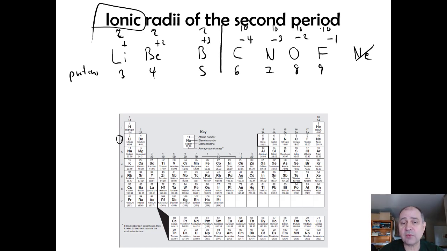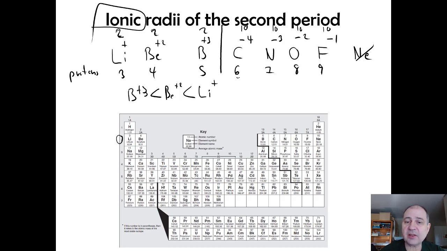So if we were to go from smallest to largest, we would start with boron plus 3, which is smaller than beryllium plus 2, which is smaller than lithium plus. And then among the anions we would now have fluorine being, because you'll see that same trend, right?